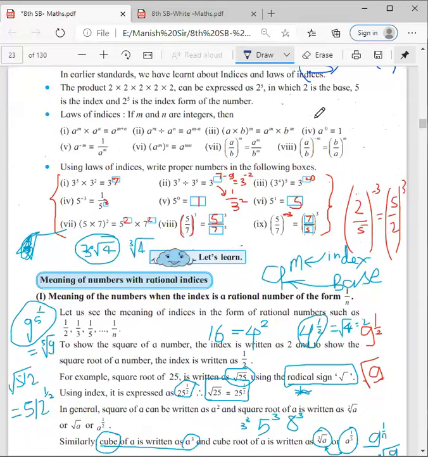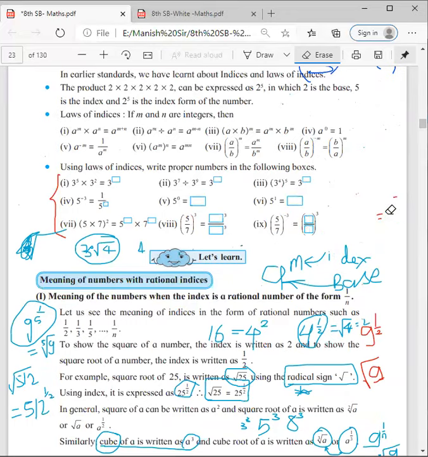Anyone want to ask any question related to this? Any problem you all have faced while solving these questions? Sir, can you explain the fifth one again? Okay, no issues. We will discuss the fifth one again.